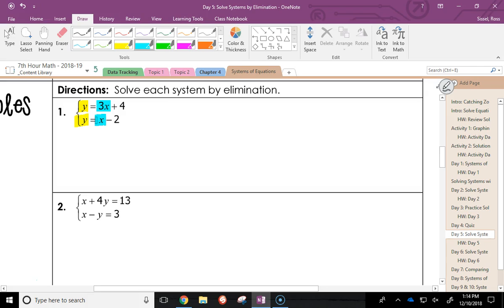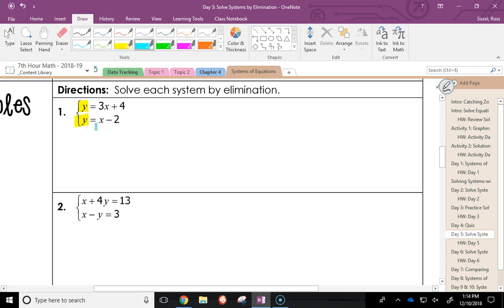How many in the first equation? 3. How many in the second one? 1. Okay, so because the x has a different number of coefficients, I do not want to focus on it. I'm going to focus on my y's because they have the same number of coefficients. In this case, it's 1.